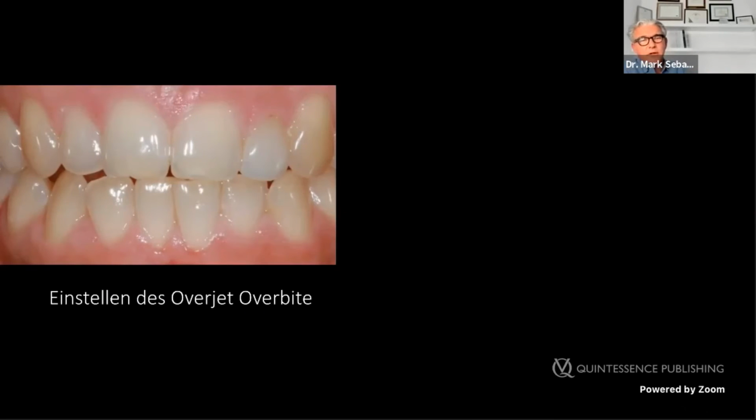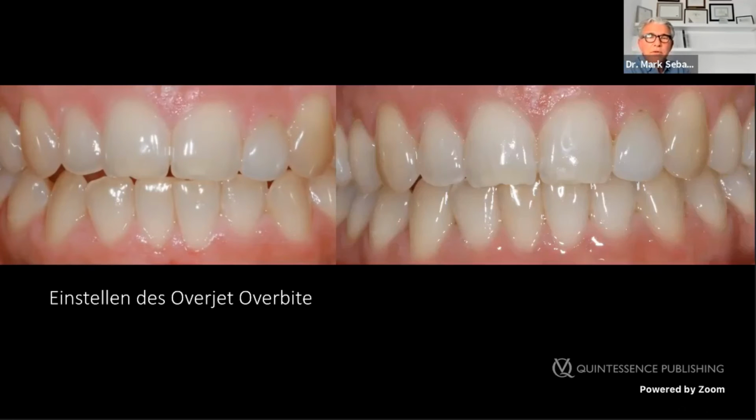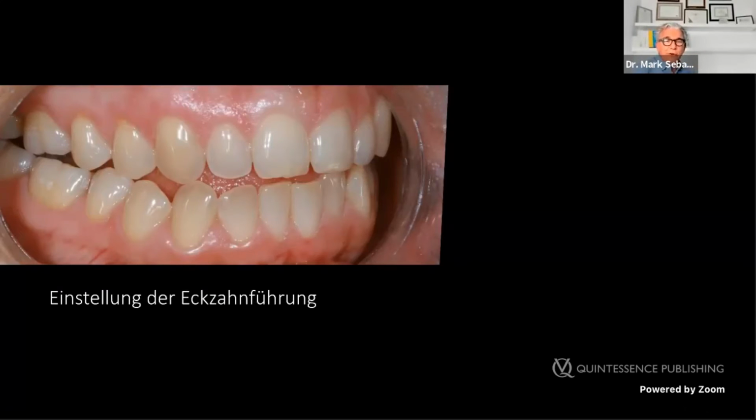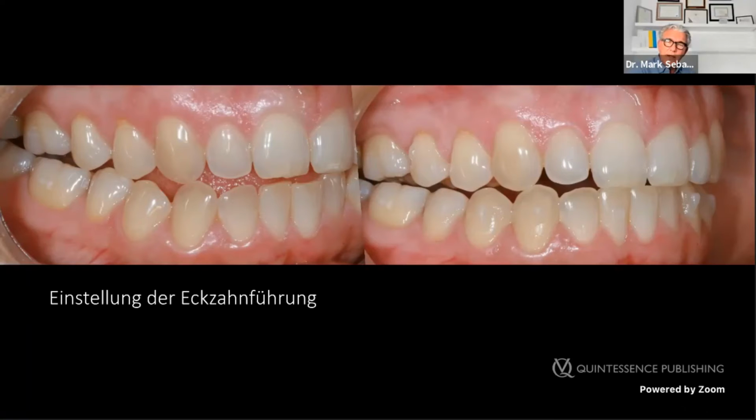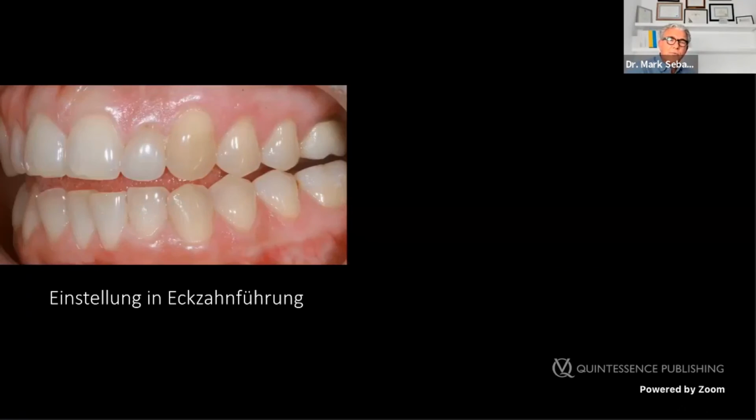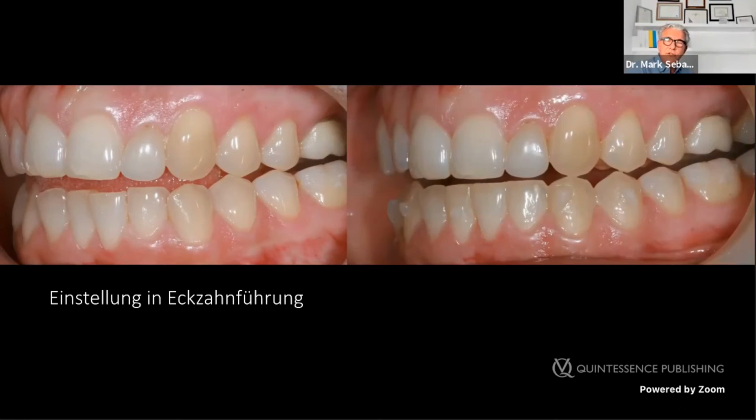This is the situation before the treatment. This is the situation after treatment. You see we changed totally the overjet and the overbite. Before, and then we went back to canine guidance. As you can see, she's now shifting to the side just on the canine. This is before, and you see the tongue in an interesting position, and there she's shifting again just on the canine.